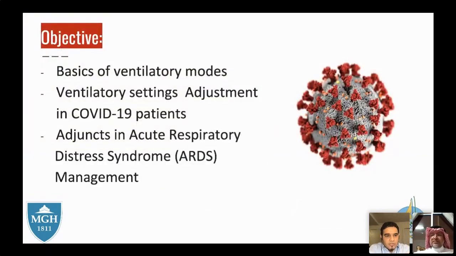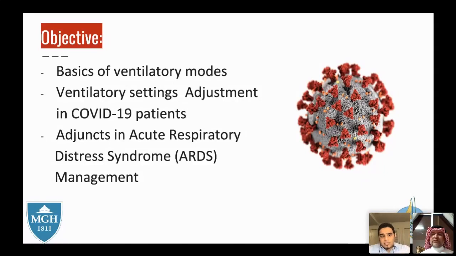The first one is going to talk about the basics of ventilatory mode, because we have a different background of attendance. So what I'm going to do is start with a simple breakdown of exactly what the mechanics of ventilation are, then go into more depth, a little bit more complicated. This way, we can make sure that different backgrounds can pick up something from this presentation.